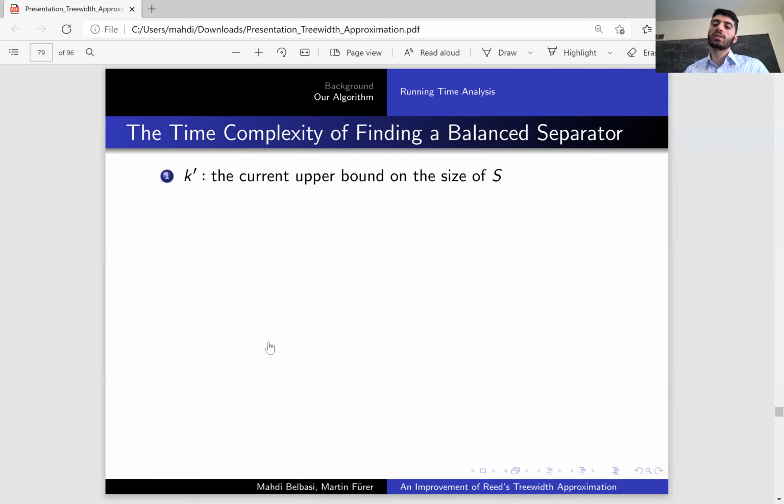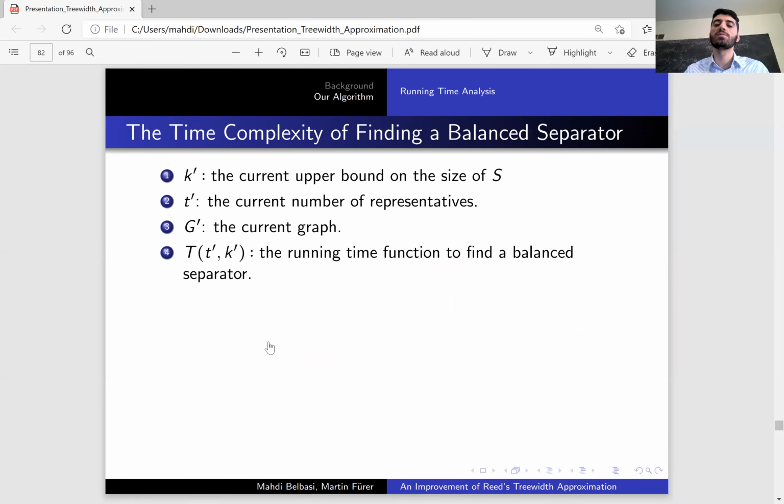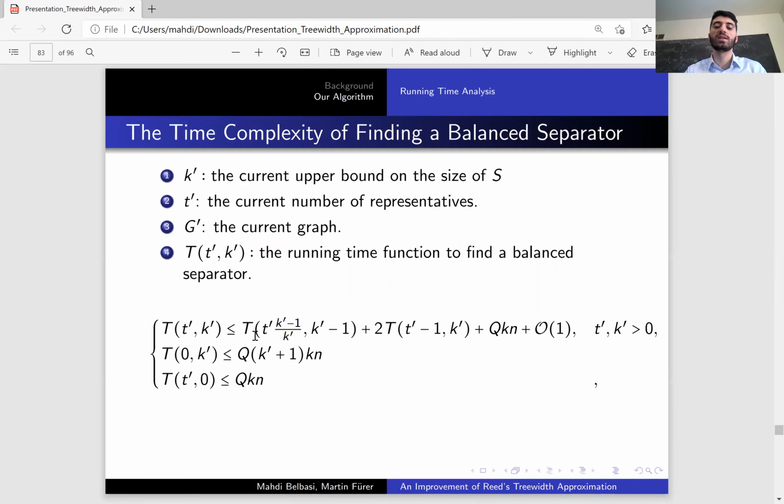So now let's look at the running time analysis. The time complexity of finding a balanced separator based on W is K prime, the current upper bound for the size of S, T prime, the current number of representatives, G prime, the current graph. This is the running time that we have. And here we don't send anything to this separator. It goes either left or right, that's 2. And then the representatives, we actually have 1 less. Here, it goes to the separator, and then the number of representatives decreases by this much.